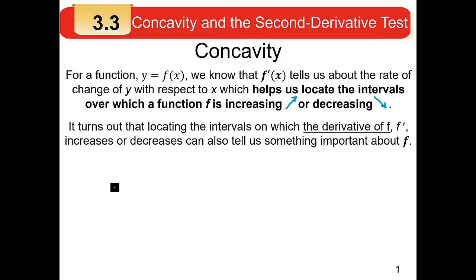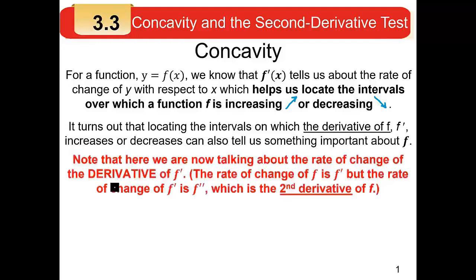It turns out that locating the intervals in which the derivative f prime increases or decreases can also tell us something important about the original function f. I want to emphasize here that we're talking about the rate of change of the derivative, not the rate of change of the original function, but the rate of change of the derivative of the original function, which is the second derivative of the original function f.